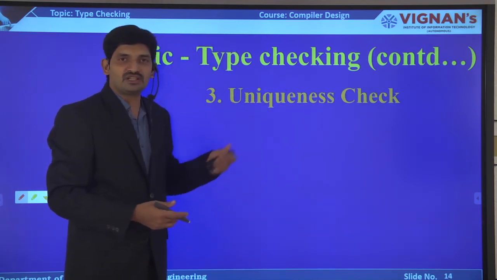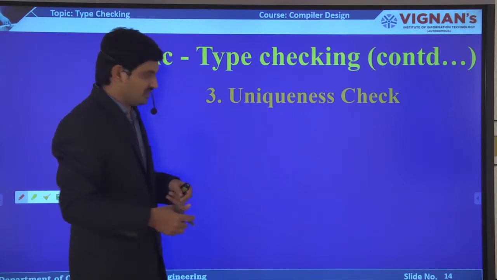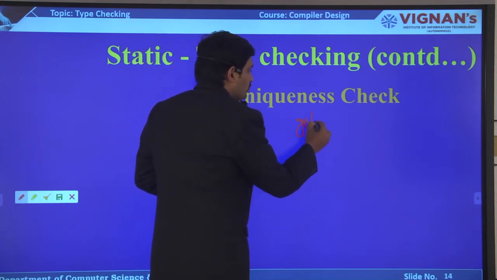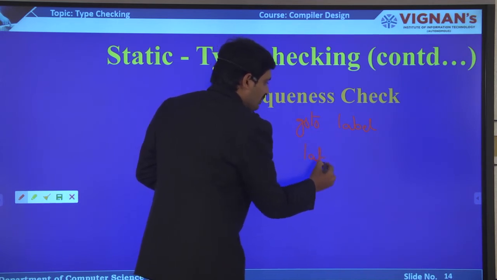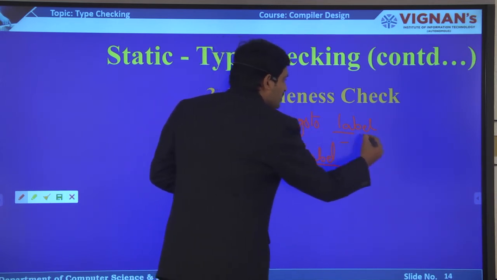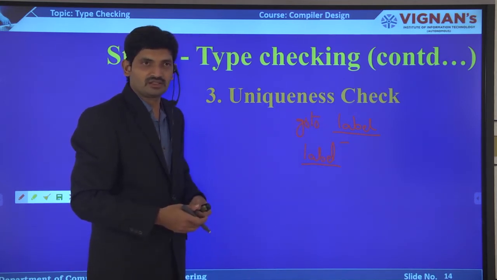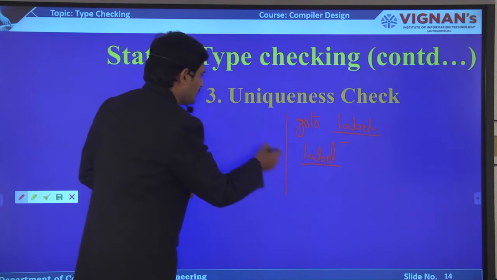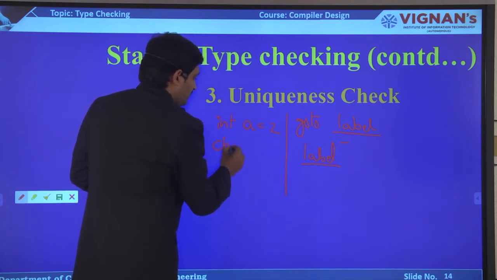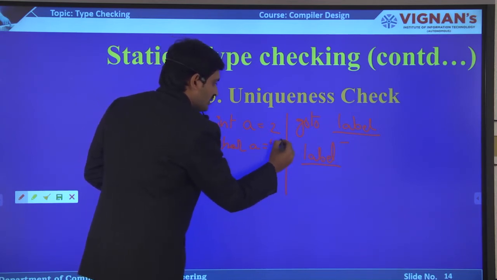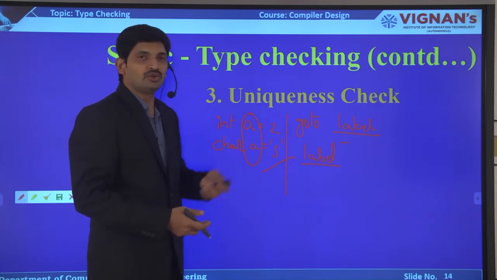It is the uniqueness check. What is a uniqueness check? We are going to check the uniqueness of the names. Suppose I am writing go to some label, definitely that label name must match, otherwise it is going to generate some errors. And if I write int a equal to 2 and char a equal to some value, here also it is going to generate an error. This comes under uniqueness check.